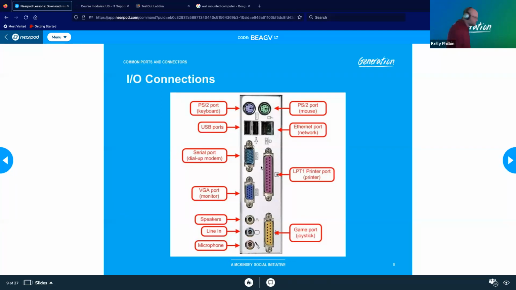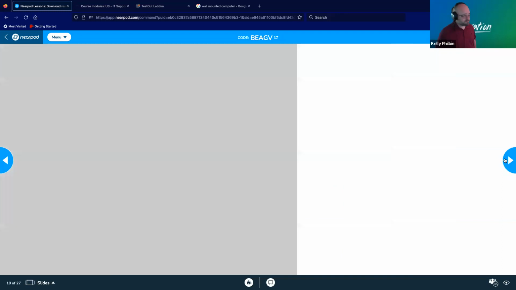So it's still there. It's a good idea to know what they are in case you come across one. But again, for the most part, this is being replaced by USBs, and especially now with the USB-C technology coming in, a lot of the stuff is being legacied out.